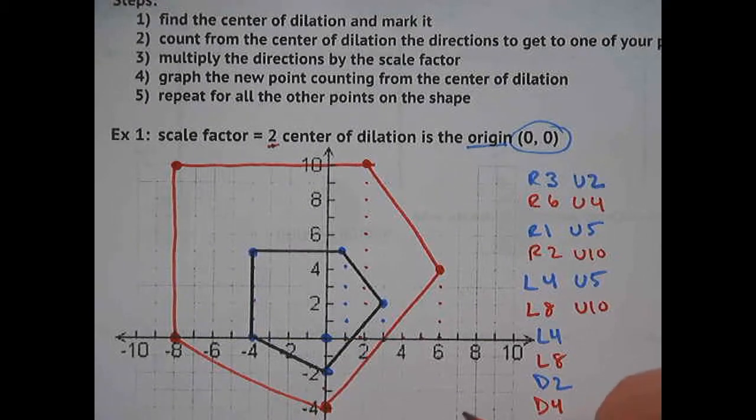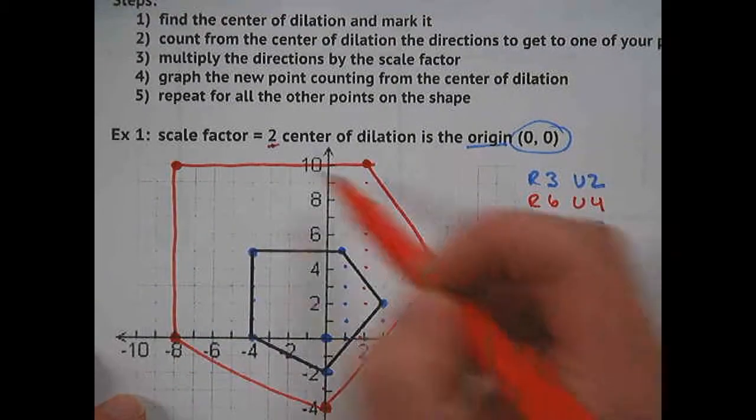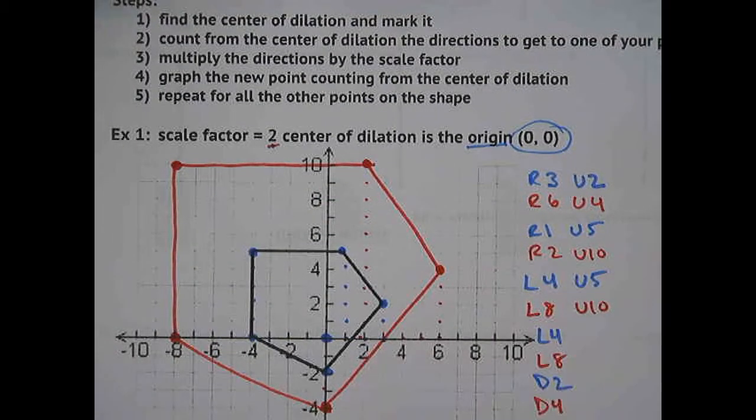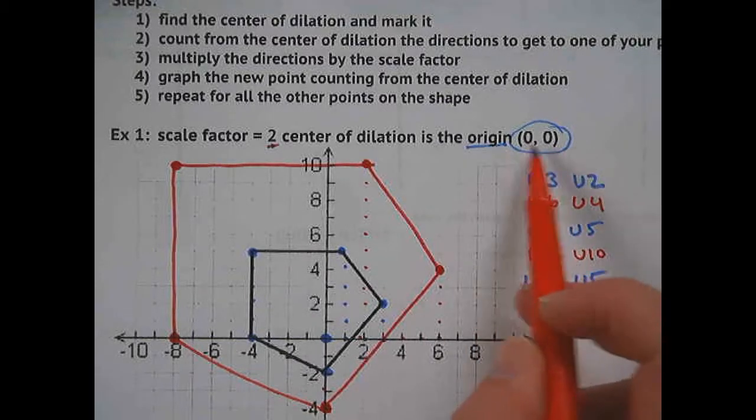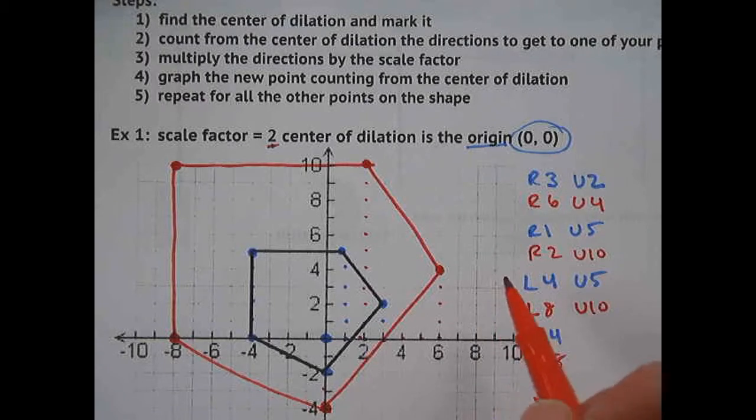Just like that. And if you notice, we have the same exact looking shape, like it hasn't changed. Like this shape still looks like this one. It's just bigger. In fact, it's twice as big. Okay, so that's an example of dilation with a scale factor of 2 around the origin, 0, 0 being our center of dilation. So we're going to do another example to kind of solidify this for us.